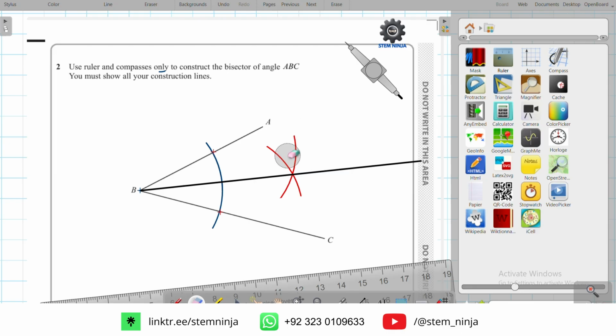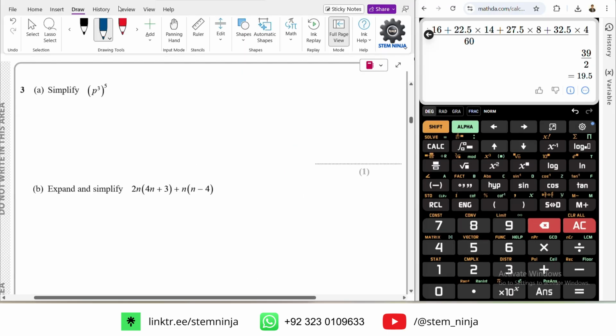Let's move on to the next question. Question number 3. Simplify p cubed raised to power 5. This is simply the power on power rule. The rule is that we multiply the powers, so this would become p raised to power 15.